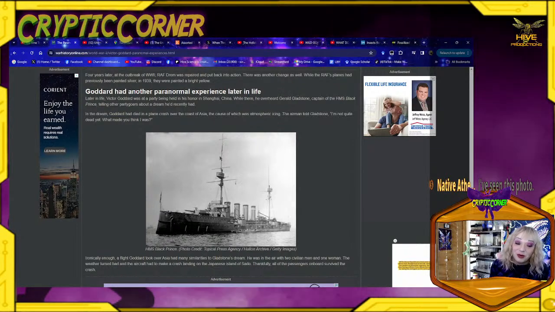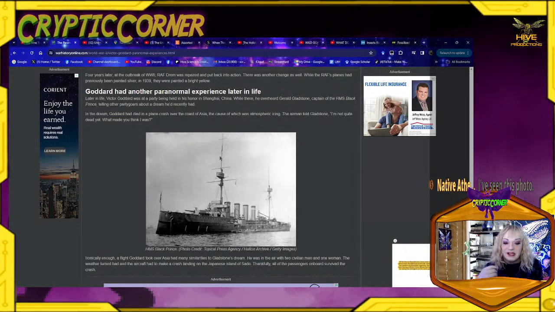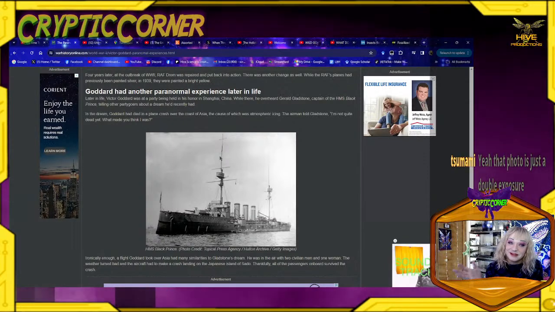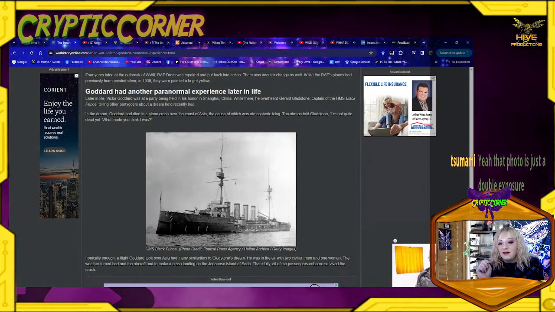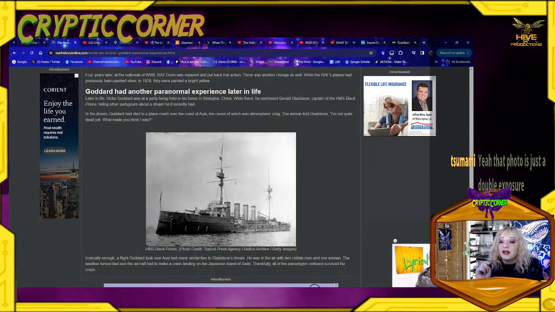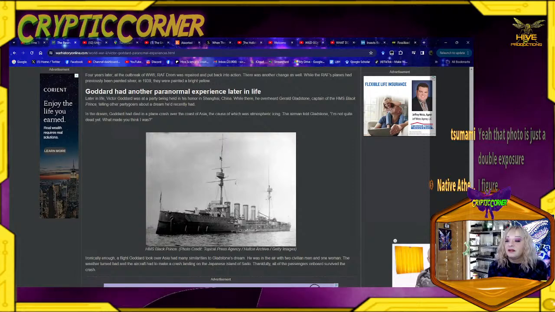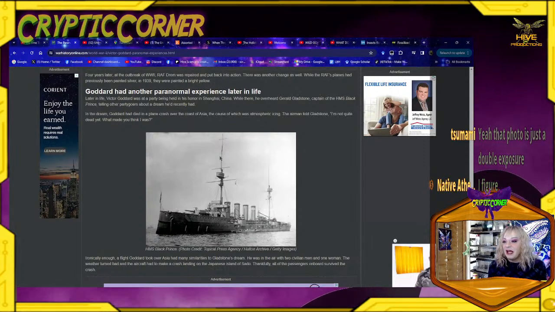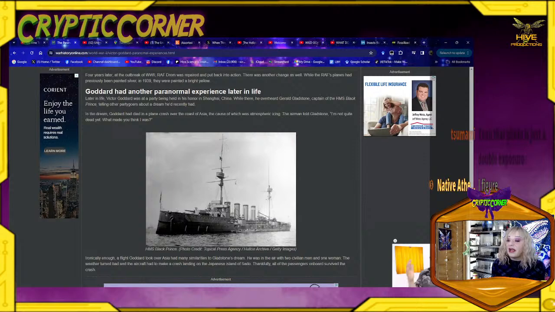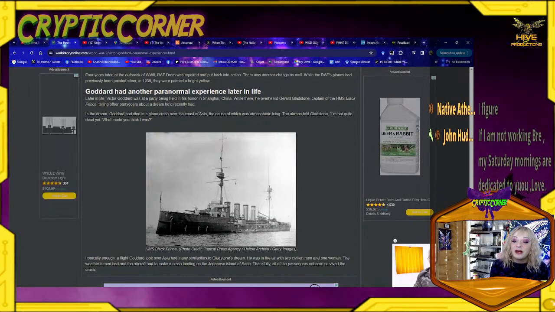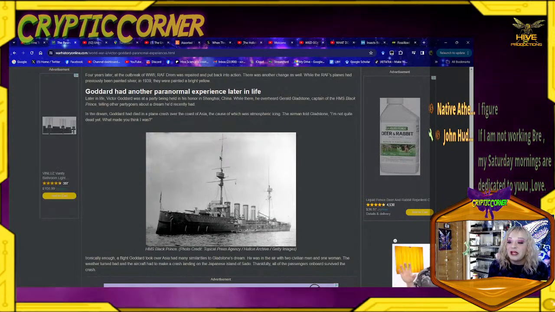experiences, a lot of paranormal and supernatural experiences, and wrote a lot of books and sold books about his supernatural and paranormal experiences. So, later in life, Victor Goddard was at a party being held in his honor in Shanghai, China. While there, he overheard Gerald Gladstone, captain of the HMS Black Prince, telling other partygoers about a dream he'd recently had.